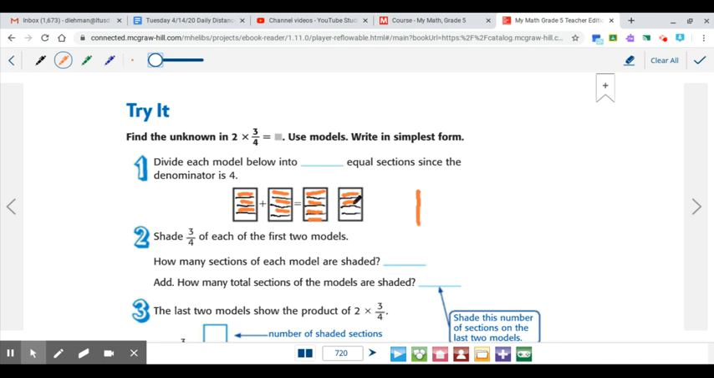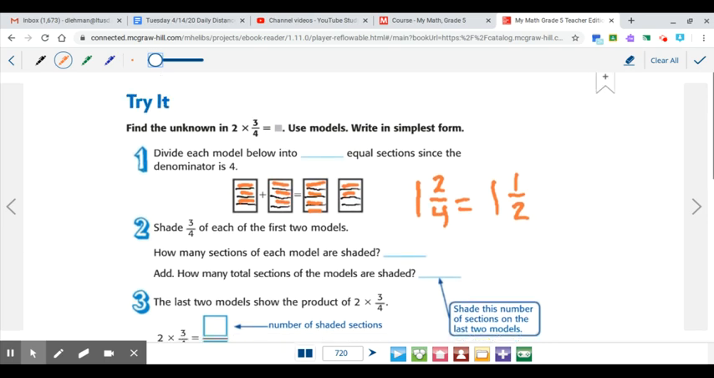Well, I have 2 pieces shaded out of how many total pieces? 1, 2, 3, 4 total pieces. And hey, 1 2/4, that needs to be simplified, doesn't it? So if you look at this, doesn't it look like 1 whole plus another half? And if you think about it, 2 divided by 2 is 1, and 4 divided by 2 is 2. So our model clearly shows that there were 1.5 total pieces shaded, right?